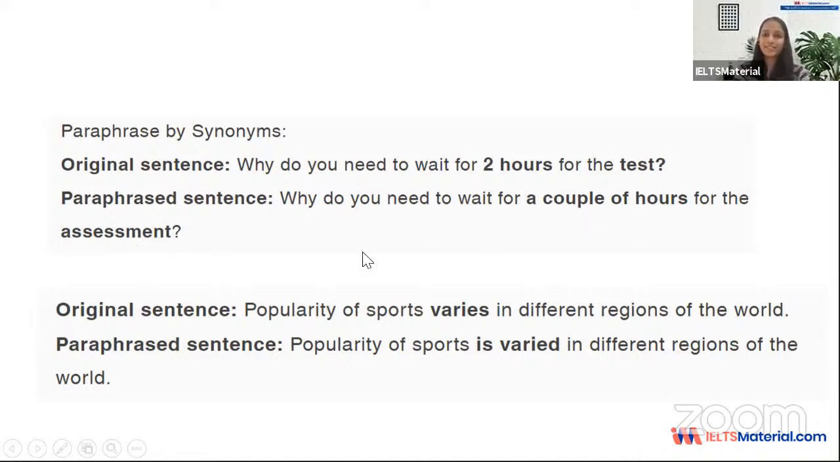Test, assessment. Easy, right? Sometimes even the parts of speech could change. Popularity of sports varies. Popularity of sports is varied. So this is verb at the top, and here it is adjective. So this is another way of paraphrasing. Now let's see what are the other ways of paraphrasing.